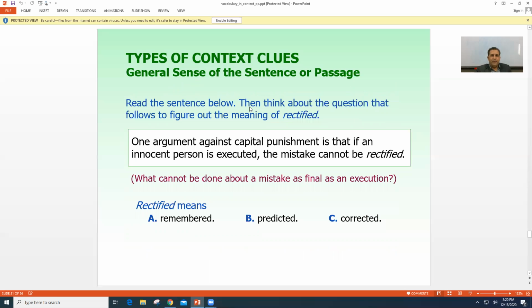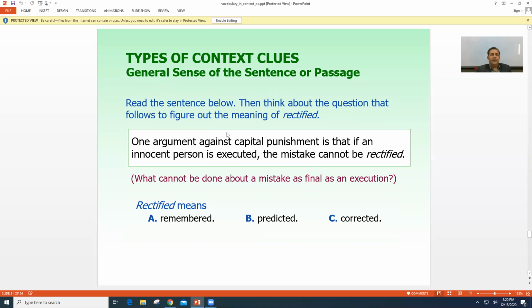Okay, now read the sentence below, then think about the question that follows to figure out the meaning of rectified. In order to get the general sense of the sentence, you need to keep asking yourself certain questions. For example, the sentence is: one argument against capital punishment is that if an innocent person is executed, the mistake cannot be rectified. Okay, so ask yourself this question: what cannot be done about a mistake as final as an execution?